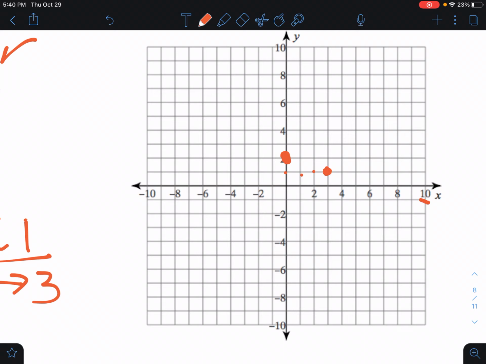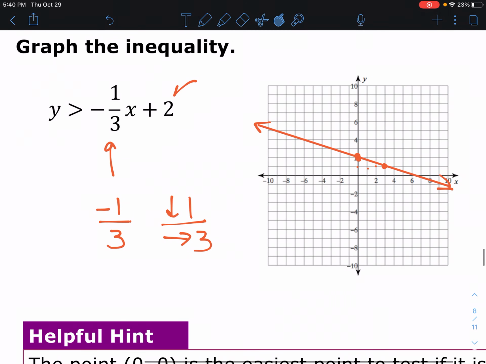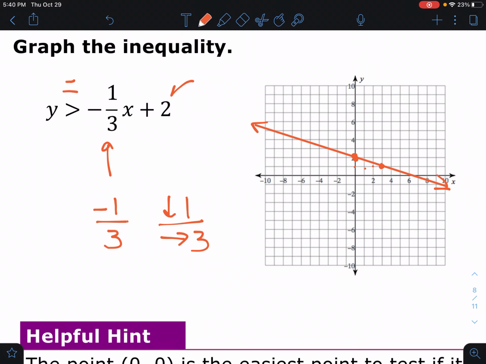And now I'm going to draw my line through there. Now, that's my boundary line. Notice it says greater than, and we said on the previous slide that if it's greater than, we don't want all of this orange line, where y is equal to -1/3 x plus 2. We don't want to include all of those, so we need to make this a dashed line.